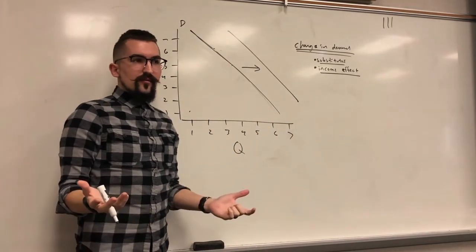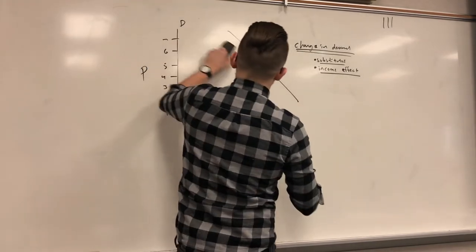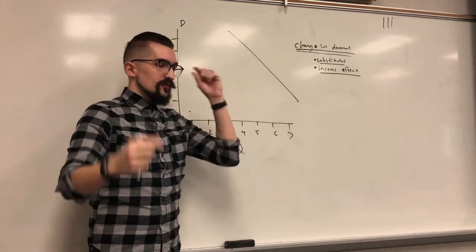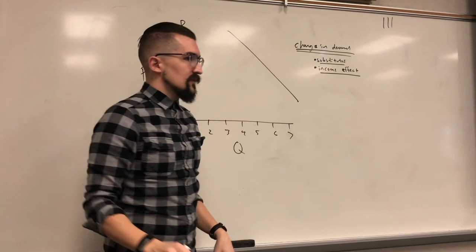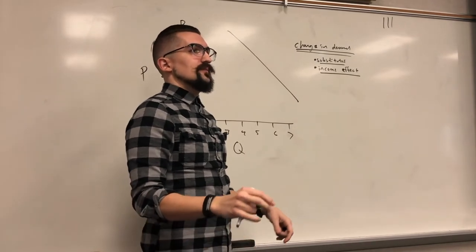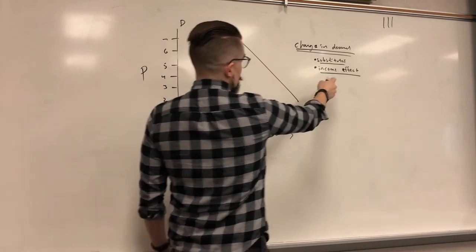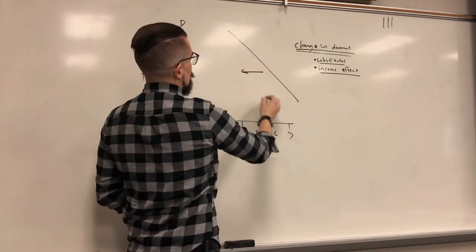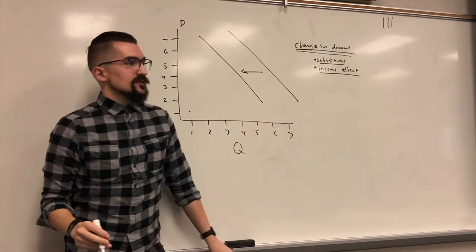Could the same thing happen in reverse? Yep, absolutely. If we start here, and we have another recession, or taxes increase, or expenses increase, whatever it might be, or there's inflation but your wages don't go up, that'll cause people's incomes to drop. They have less money, so of course they're going to buy less stuff, and the whole thing shifts to the left because they're willing to buy less.